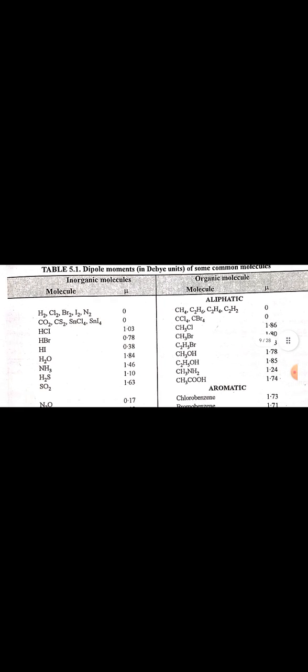The experimentally observed values of dipole moment of some common molecules and the calculated values of some common bonds are given in the table. For H2, Cl2, bromine, iodine, nitrogen, mu is equal to 0. For CO2, CS2, SnCl4, SnI4, mu is equal to 0. For HCl, 1.03, HBr, 0.78, HI, 0.38, H2O, 1.84, NH3, 1.46, H2S, 1.10, SO2, 1.63, N2O, 0.17, CO, 0.12, PH3, 3.55, PCl3, 3.78, HCN, 2.93. For CH4, aliphatic, C2H6, C2H4, C2H2, mu is equal to 0. For CCl4, CBr4, mu equals 0.